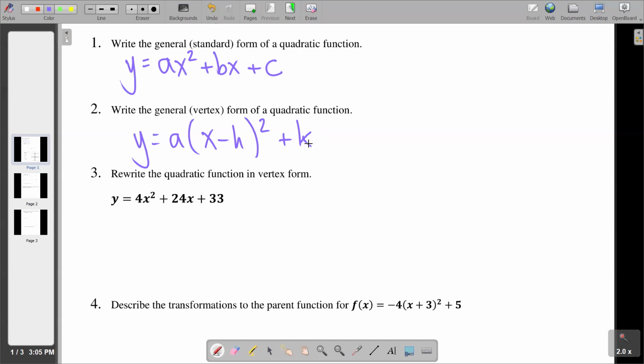So top one is general form of a standard quadratic. Second one is general form of a vertex quadratic. They are equivalent. They just are in different formats. Any questions about one or two?